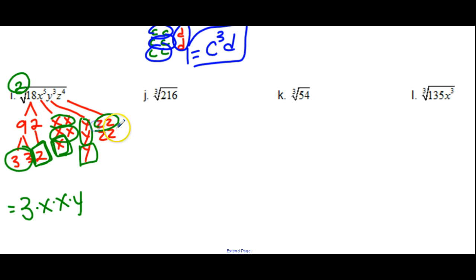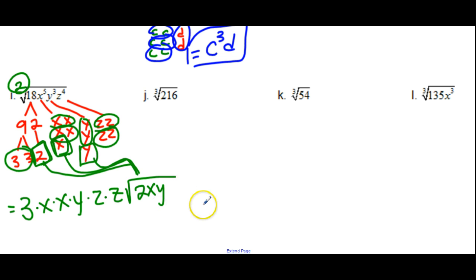Z, we have 1 and 2, right? So that's z times z, right? The last part, all the boxes, I'm going to put under the square root. So here, all comes under here, right? So they're all losers. They have no one to play with. They're going to stay inside the box.